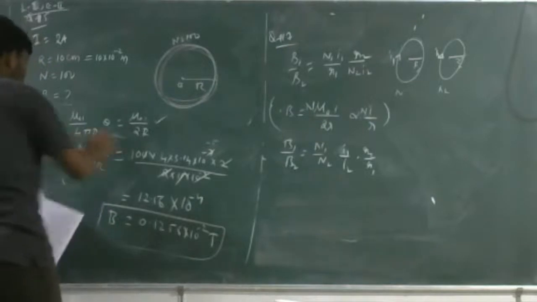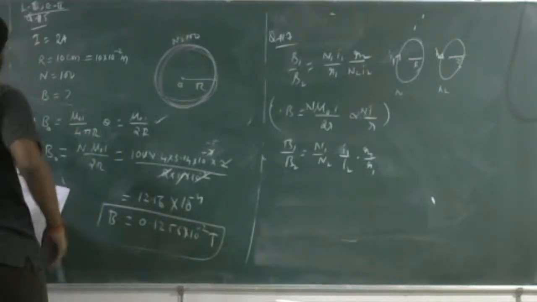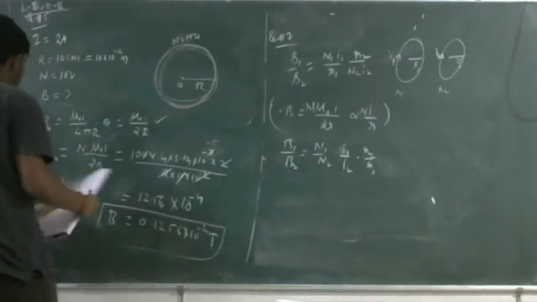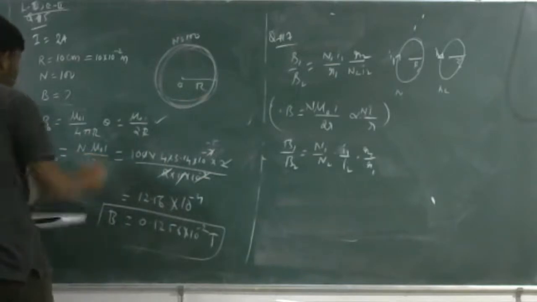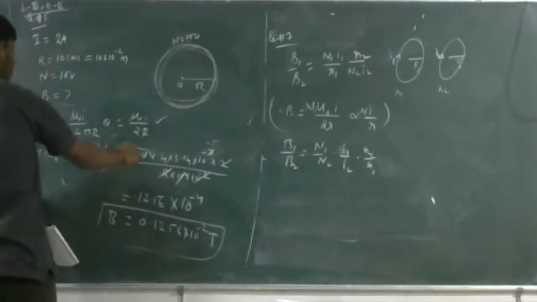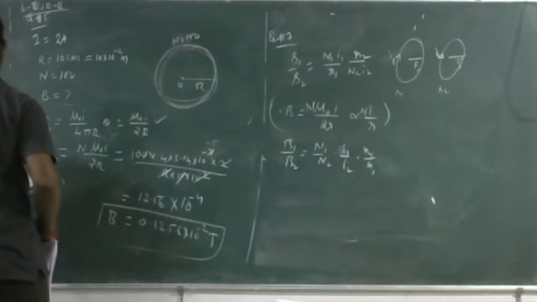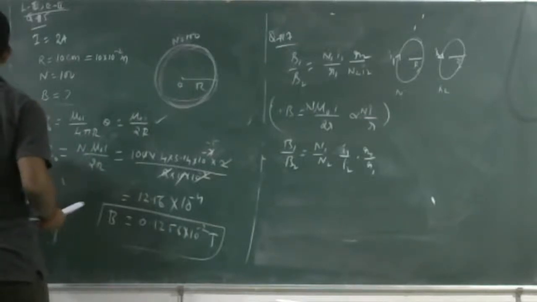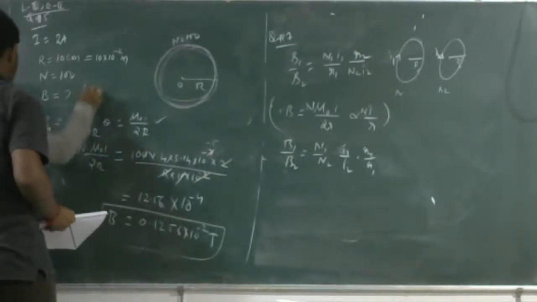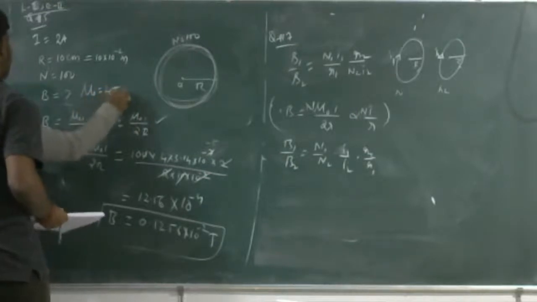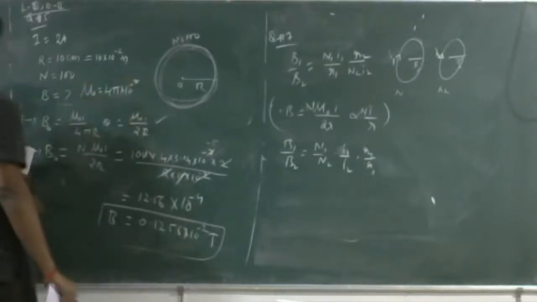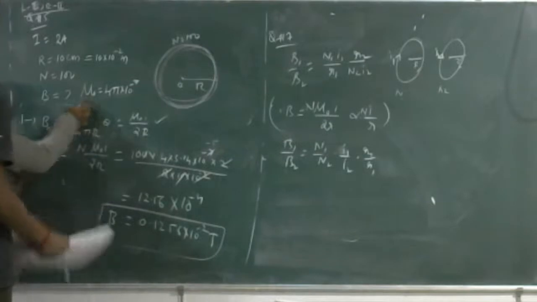Four into mu naught. The value of mu naught is 4 pi into 10 to the power minus 7. Otherwise, if you take it divided by 4 pi, you get 10.